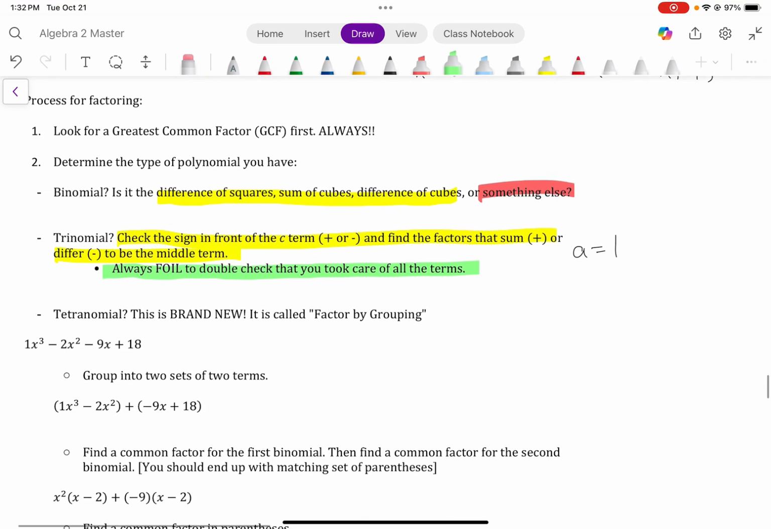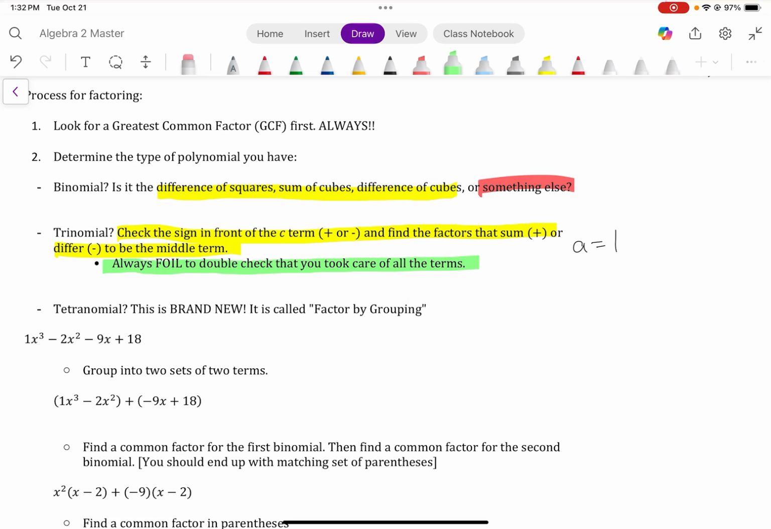And then the new one that we're going to talk about, which I have an entire typed out example problem for you, is a tetranomial. Tetranomials are 4 terms. This one is brand new, and we're going to call this method factor by grouping. Factor by grouping is something that some of you have some experience with without knowing that's what you have experience with. So if you ever did the AC split method for factoring trinomials, that was just taking a trinomial, splitting it into a tetranomial, and doing factor by grouping. We just didn't call it that.